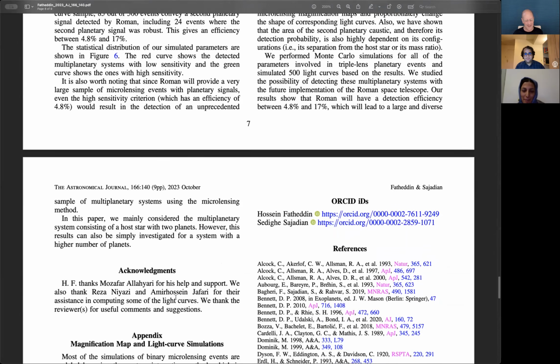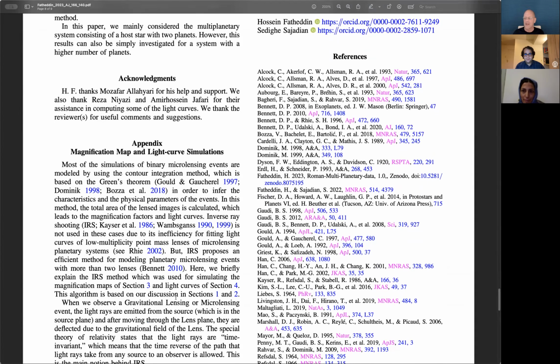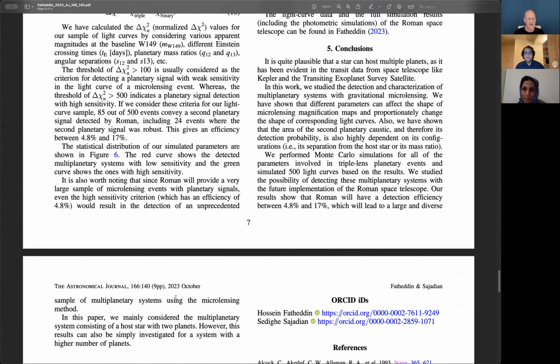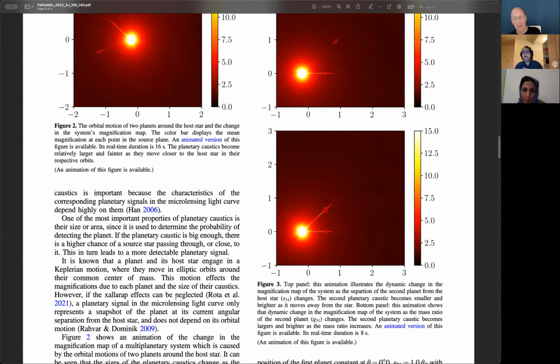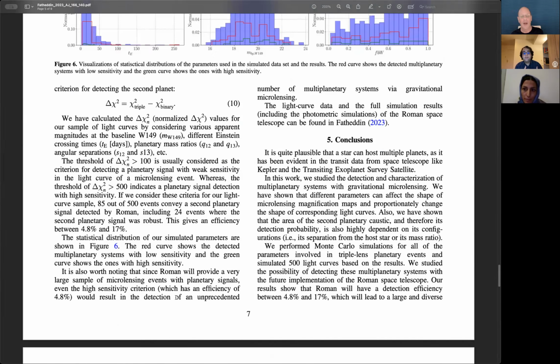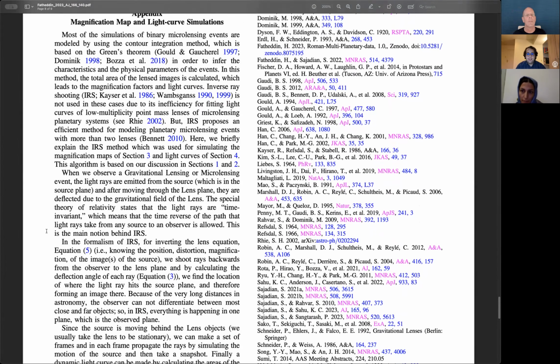Yeah, and there's a short little appendix here, people, you should pay attention to on some of the simulations. This appendix actually explains how the inverse ray shooting method was implemented to create the data that we have simulated for deriving the conclusions.